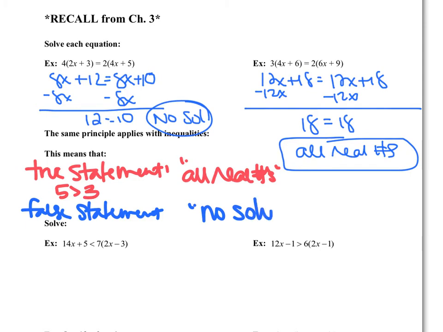That's what your answer is. And again, a false statement using inequalities might look a little different. So 4 is less than 1. That would be a false statement, because 4 is not less than 1.